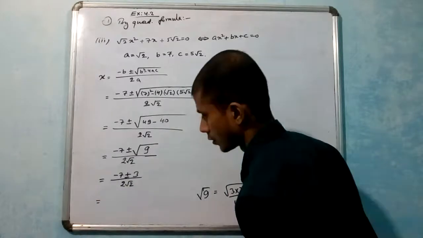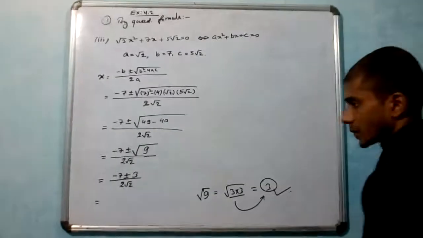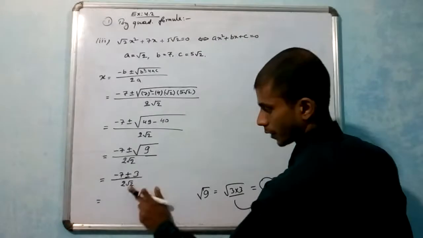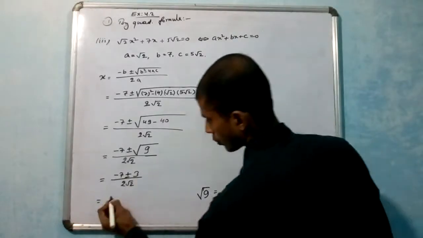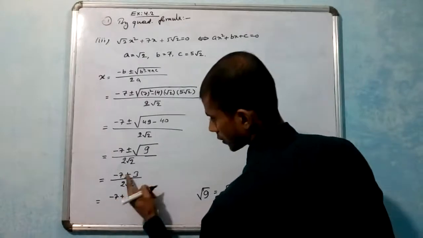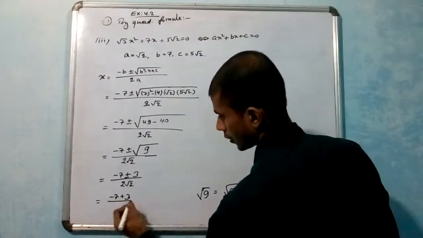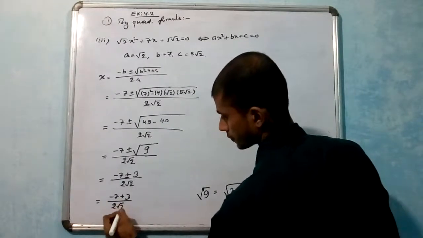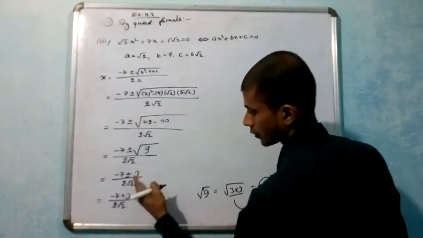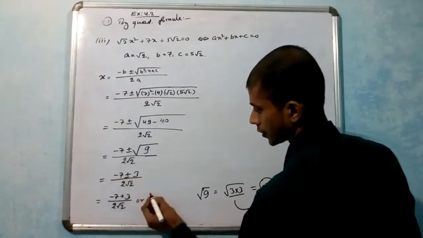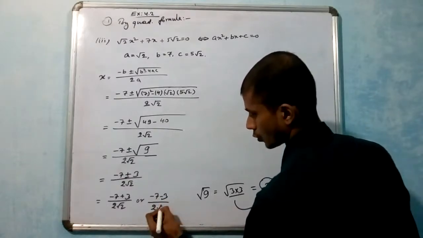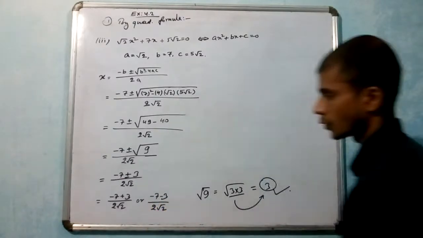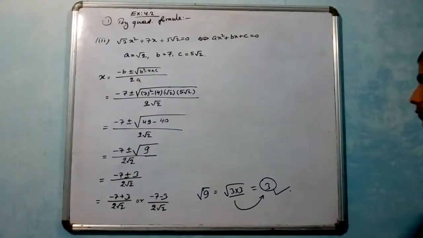2. Then what? Then minus 7 plus 3 by 2 root 2, and minus 7 minus 3 by 2 root 2. Minus 7 plus 3 by 2 root 2, or the second one is minus 7 minus 3 by 2 root 2. Okay, this is the value.